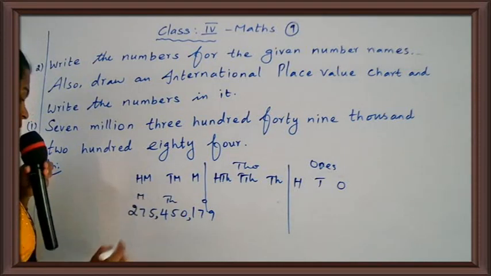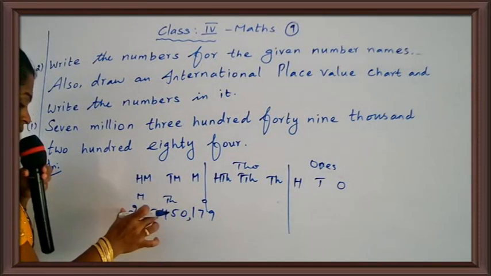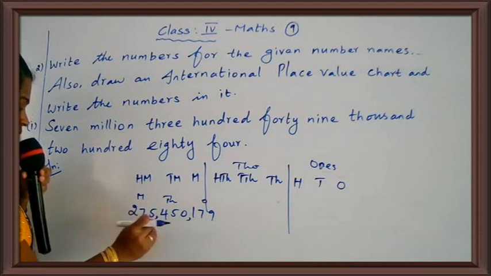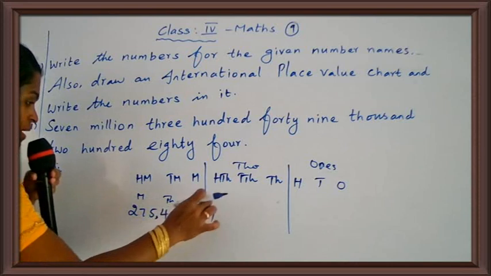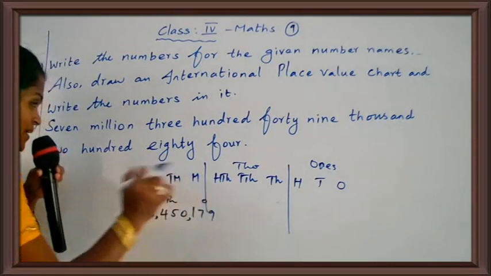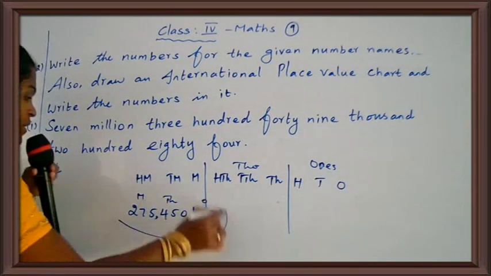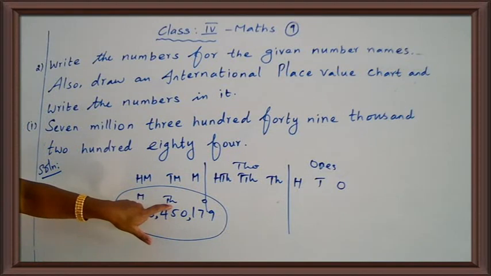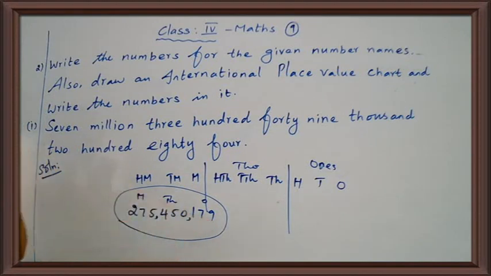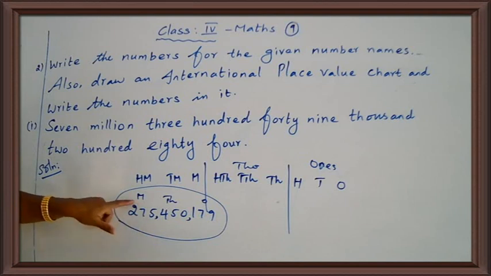In the million period, how much is there? 275. In the thousands period, 450 is there. In the ones period, 179 is there. Now you read the number: 275 million, 450 thousand, 179.